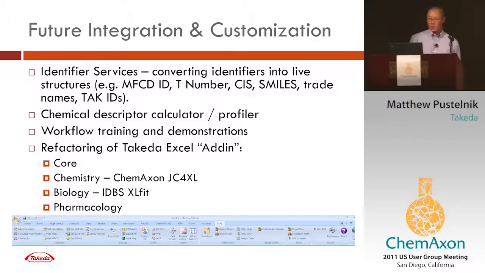The other part is that we are planning to refactor the Takeda Excel add-in. We're going to break it apart into 3 different add-ins: core, chemistry, and you see how the chemistry component, ChemAxon's JChem4XL fits into there. In the biology, we already are licensing IDBS Excel fit. And then pharmacology, we have functionality in there. And then that's just a screenshot of our Excel add-in.